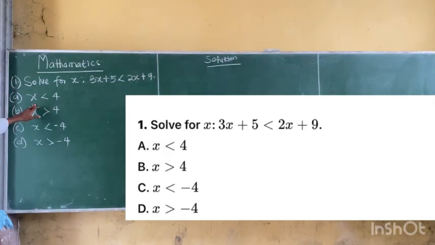Option A, we have x is less than 4. Option B, we have x is greater than 4. C, we have x is less than minus 4. And option D, we have x is greater than minus 4.